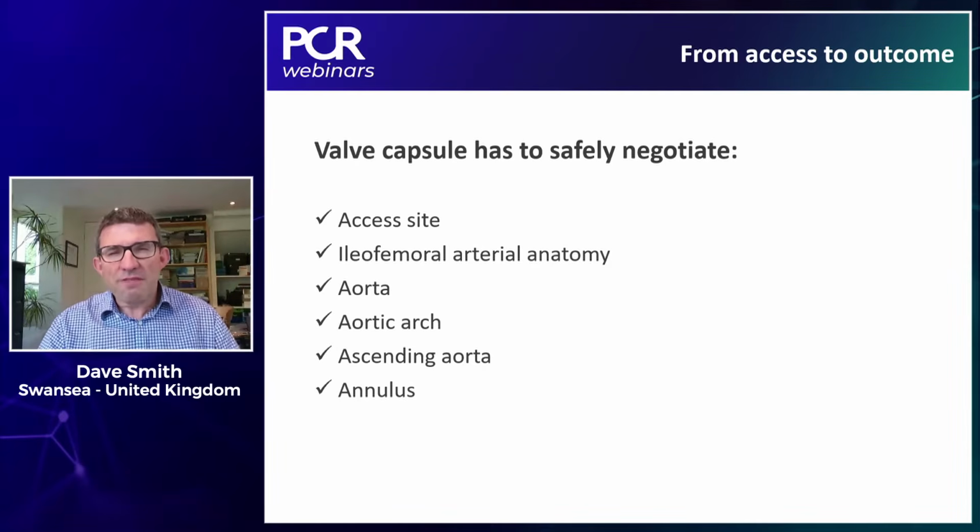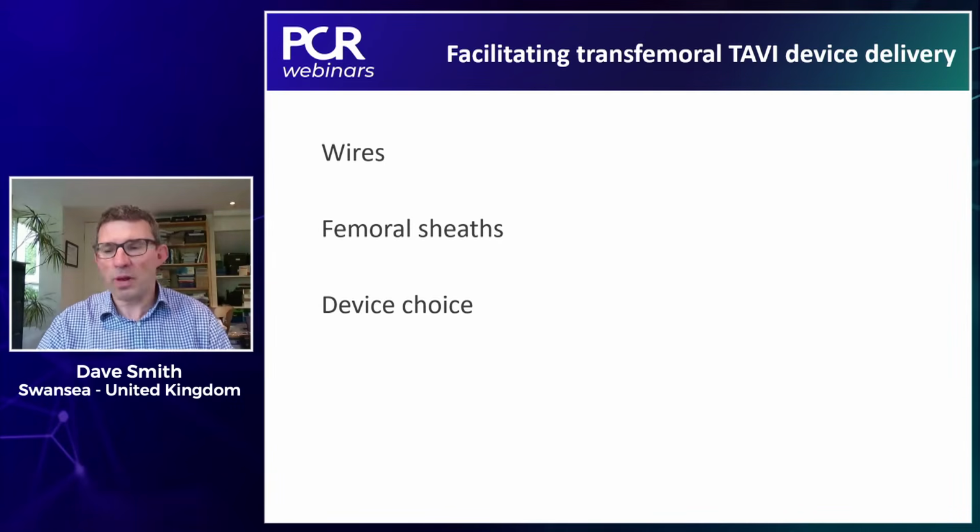So it's clearly the valve capsule that leads the way, that is the first thing that has to negotiate all of these points: access site, the iliofemoral anatomy, the aorta, the arch of the aorta, the ascending aorta, before it arrives at the annulus for implantation.